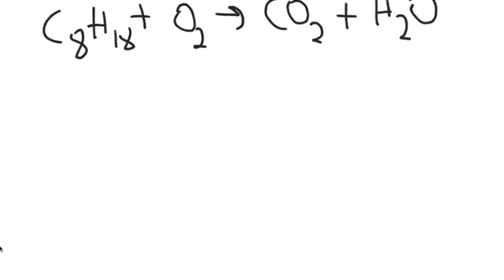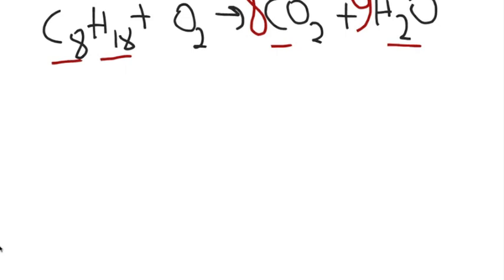So the first thing we're going to do is take care of the carbon. There are 8 carbons on the left, but only 1 on the right. So I have to multiply the carbon on the right by 8. Now my carbons are equal. I'm now going to go to hydrogen. I have 18 hydrogen on the left, but only 2 on the right. In order to make them equal, I have to multiply the hydrogen on the right by 9, which now gives me 18 hydrogen on both sides.